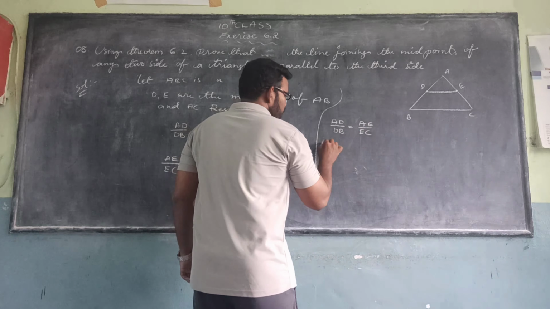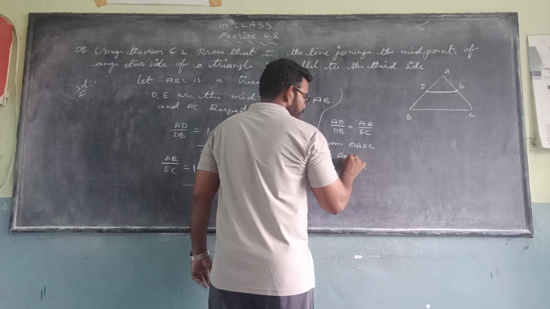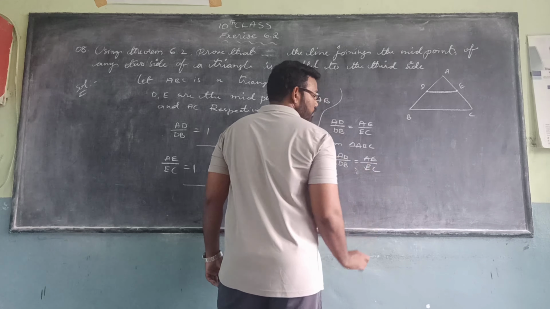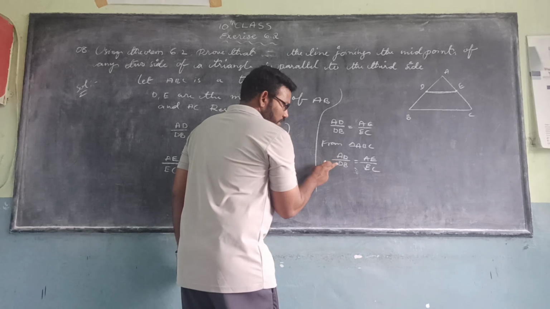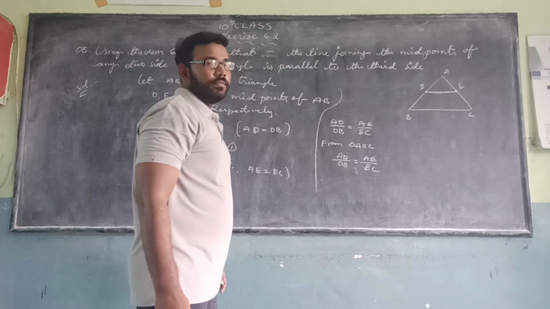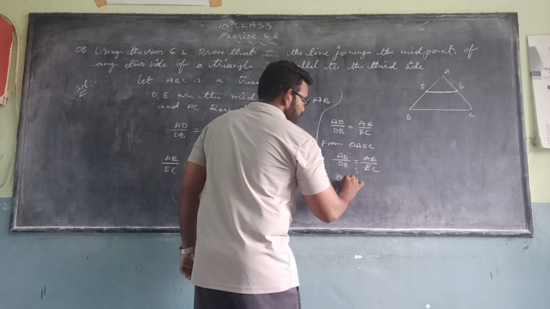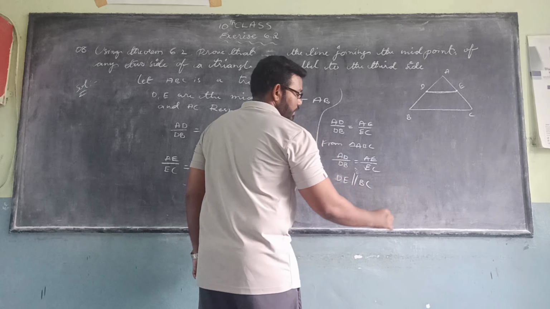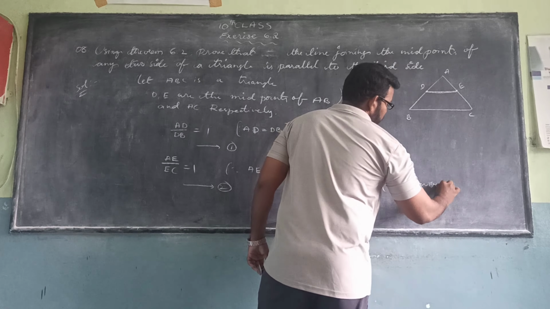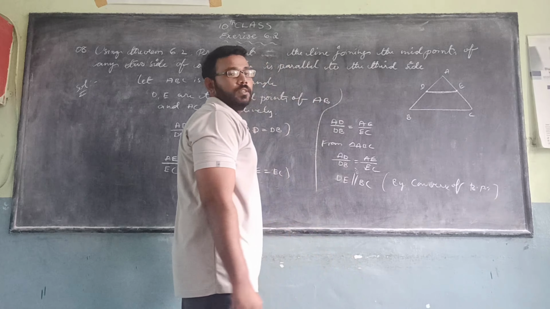So from triangle ABC, we can say that AD by DB is equal to AE by EC. When the ratios of the two sides are equal and this line segment passes through two distinct points of the two sides, then it must be parallel to the third side. That means DE is parallel to BC by using the converse of BPT, the basic proportionality theorem. That's it.